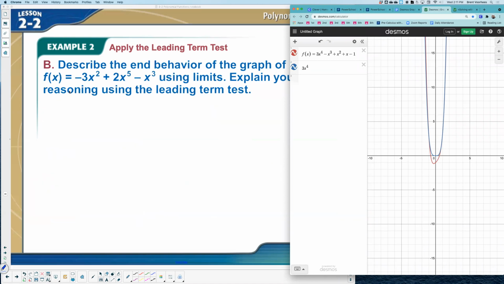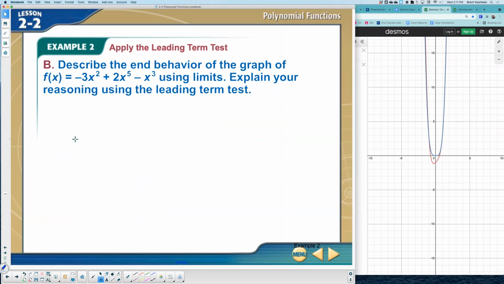All right, let's look at example B. So I'm going to ask you the question: find me the leading term. I'm going to give you a few seconds. Which term is our leading term? 3, 2, 1. I hear negative 3x squared. That is incorrect. It's 2x to the 5th. Because is the leading term the first term? No. It's the greatest exponent term. So the leading term is 2x to the 5th.